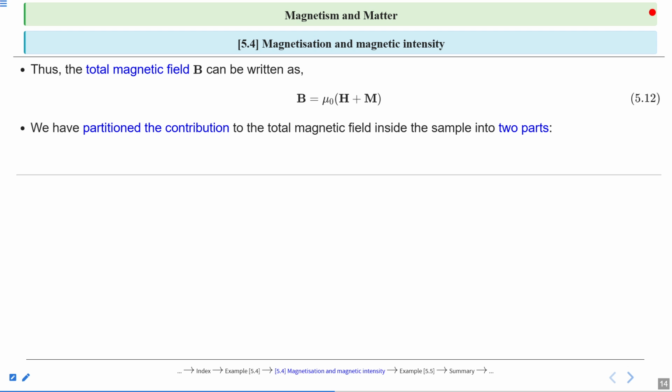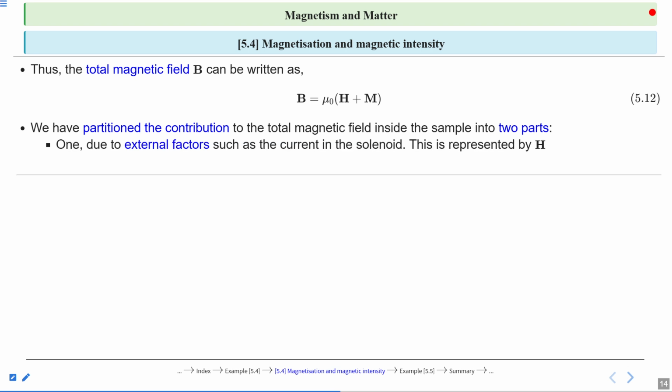We have partitioned the contribution to the total magnetic field inside the sample into two parts. Initially, the magnetic field produced by the solenoid, B naught, and the magnetic field produced by the material which is magnetized, Bm. So what are these two parts? One is due to external factors such as the current in the solenoid.